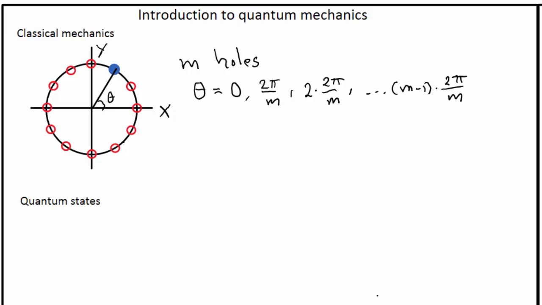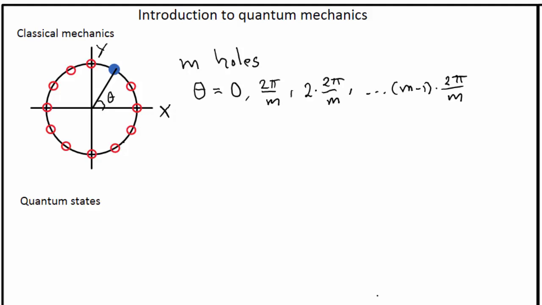So let's move on to the wonderful but weird world of quantum mechanics, where we will begin by talking about quantum states. The blue ball in the classical mechanics example will now be replaced by an electron. We'll begin by assuming that space is discrete, so that the electron can only be found at one of m positions, just like in the classical system, and space is one-dimensional.